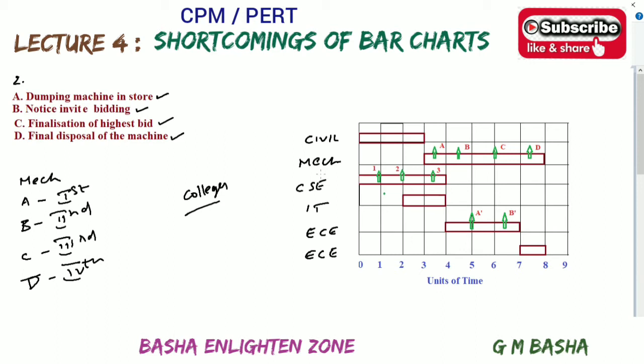So what is the shortcoming here? On a particular bar chart, the detailing of each and every thing on a particular bar is not clearly mentioned, because if you mention it clearly it becomes very clumsy. Therefore this type of bar chart is not very useful for big projects.